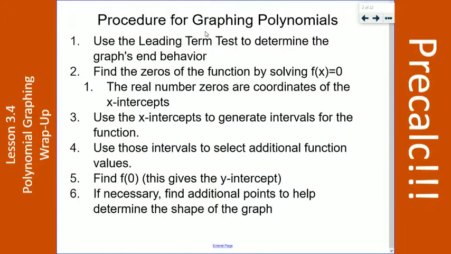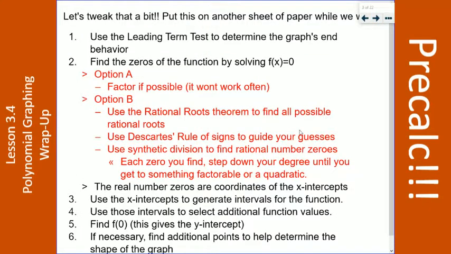Then we're going to use those intervals to select additional function values. Then we're going to find f of 0, and this is going to give us the y-intercept. Then, if necessary, we're going to find additional points to help determine the shape of the graph. So let's take a look at a couple of these. We'll just do a couple examples, and then I'll turn you loose on your homework.